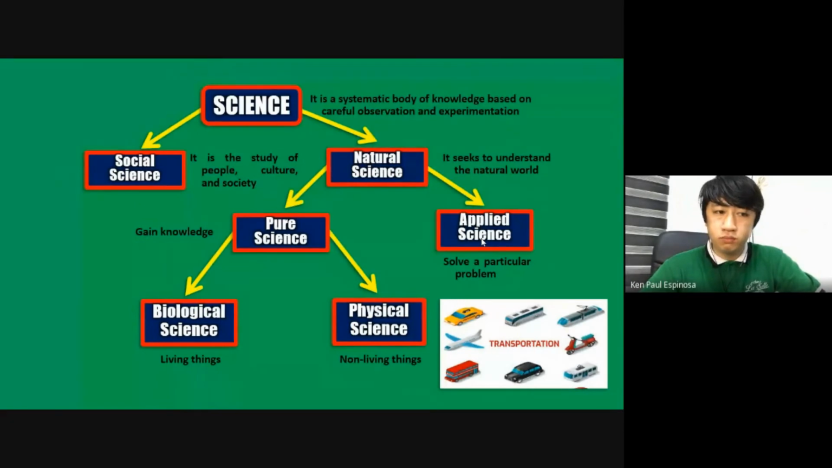So there's a problem in transportation. It should be addressed by technology. So the society affects science and technology because of the problems needed to be solved in society, like transportation.